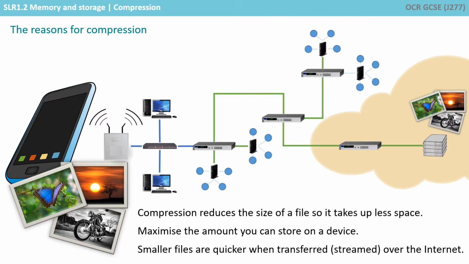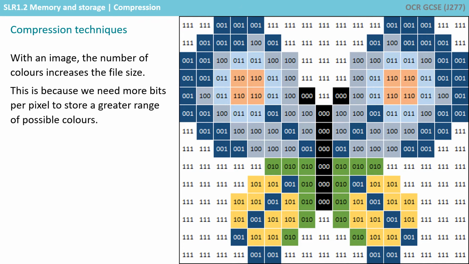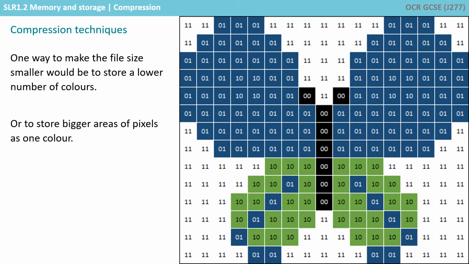In this video, we'll largely be focusing on images as an example, but the principles equally apply to sound and therefore video as well. In a previous video, we understood that the number of colours increased the file size because the number of bits per pixel increased. An obvious way of making the file size smaller is to store a lower number of colours, or perhaps to store bigger areas of pixels as one colour.